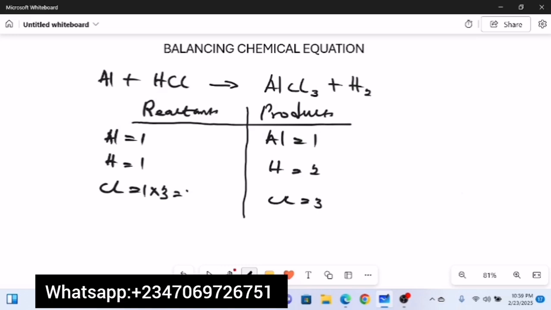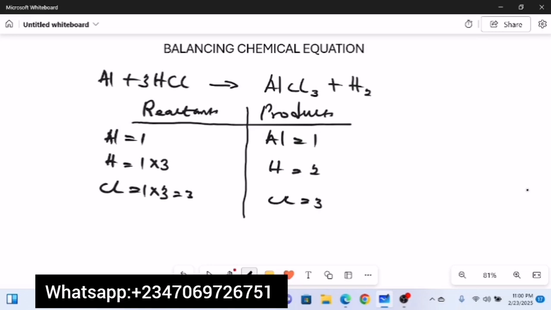So chlorine becomes 3 moles on the reactant. If I'm multiplying this by 3, it means where chlorine is found on the reactant, I have to append 3 just at the back of that equation. So you have this. This 3 is now affecting the hydrogen atom there. So hydrogen is now being affected by this multiple 3. So I have 1 times 3, so I have 3 moles of hydrogen there. But hydrogen on the product is actually 2.